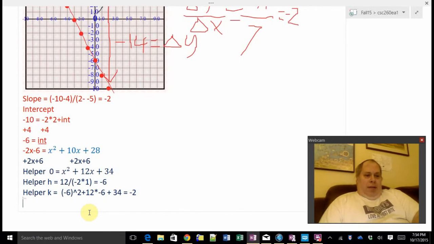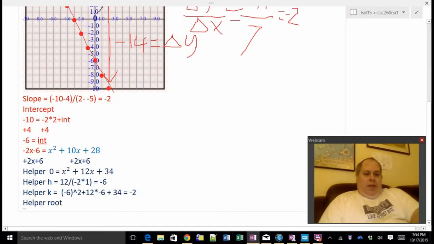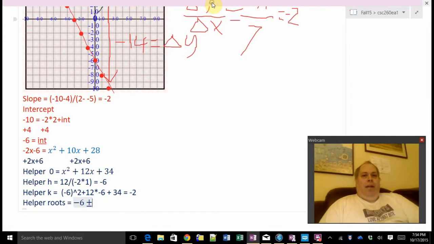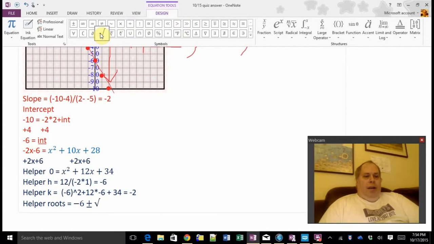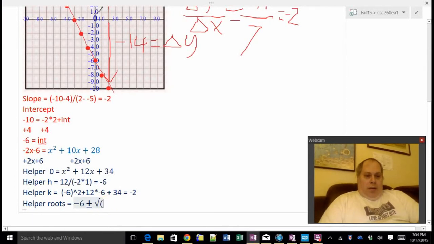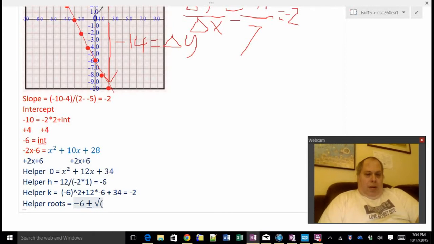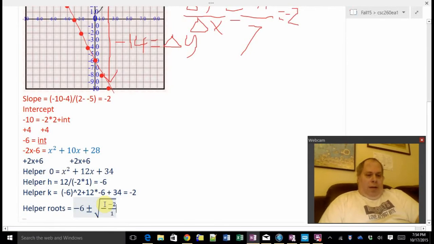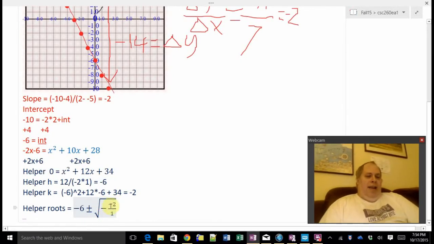So, the roots of the helper are going to equal h, negative 6, plus or minus the square root of negative k, that's negative negative 2, over a, 1, which, okay, if you do a little algebra, negative negative 2 over 1 is 2.